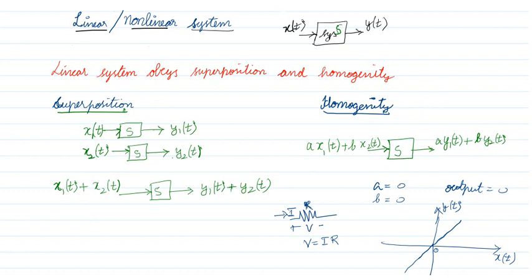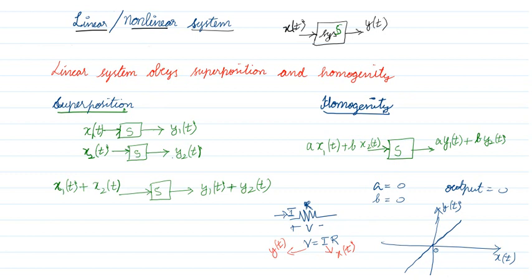Look at this example. This is the element resistor we know. We know by Ohm's law V equal to IR. Let this V be the output y of t. I be the current, that is the x of t. So now we can see y equal to R into x of t. So this is a linear system. It obeys both superposition and homogeneity.